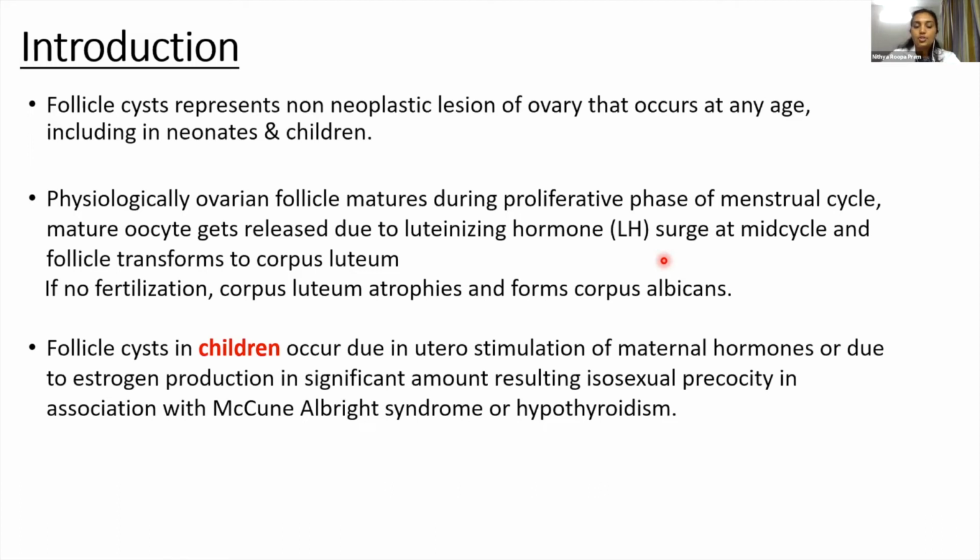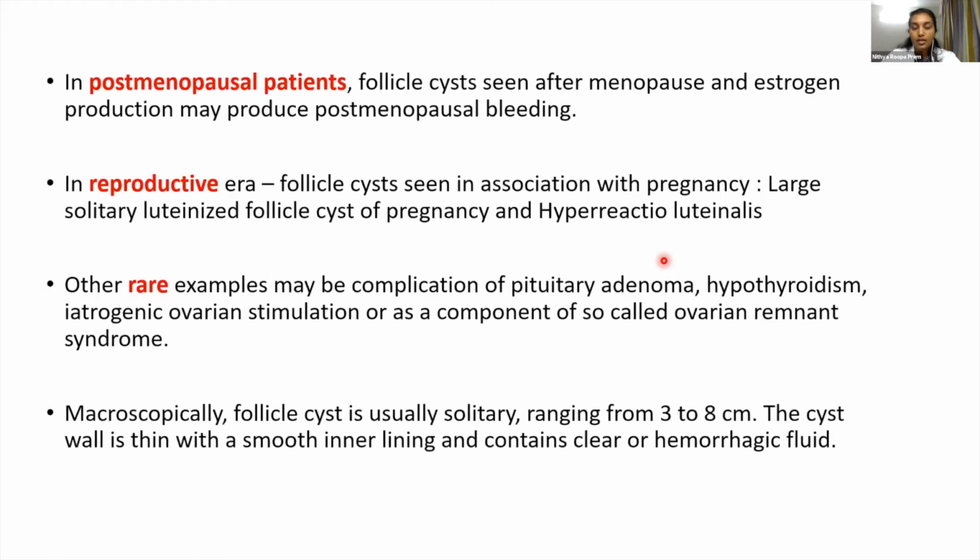Now, follicle cyst in children occurs due to in utero stimulation of maternal hormones, or due to estrogen production in significant amount, resulting in isosexual precocity in association with McCune-Albright syndrome or hypothyroidism. In postmenopausal patients, the follicle cyst is very rare. It's associated with signs of hyperestrogenism, such as postmenopausal bleeding.